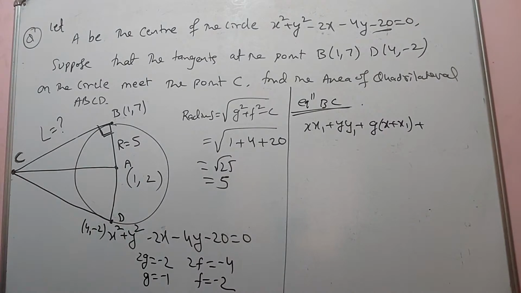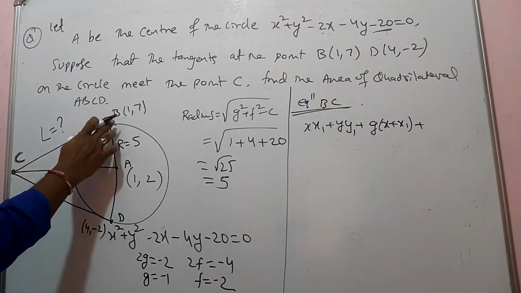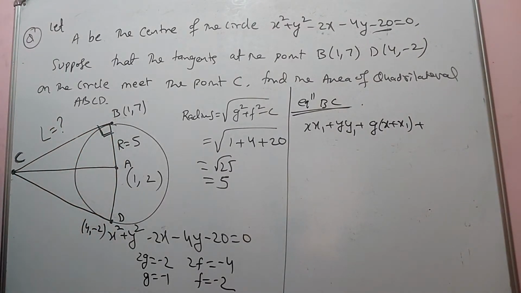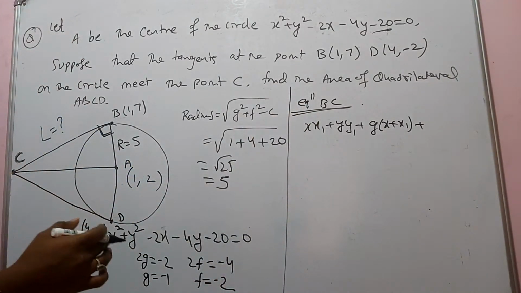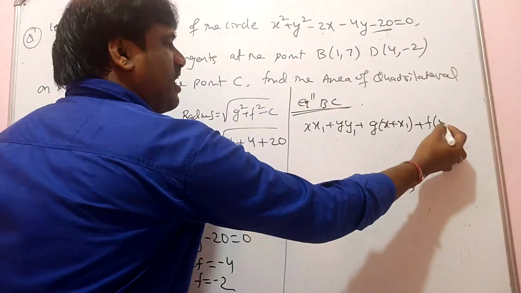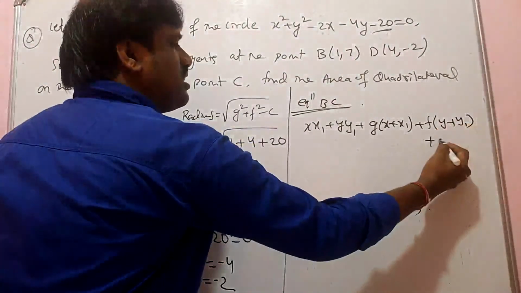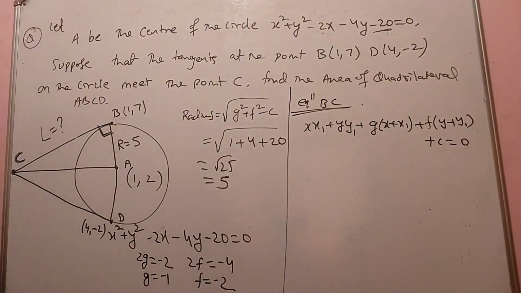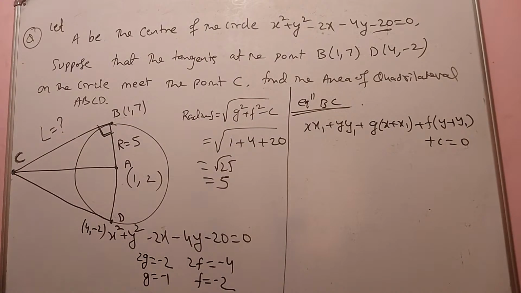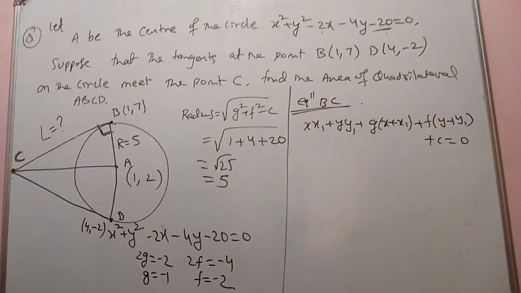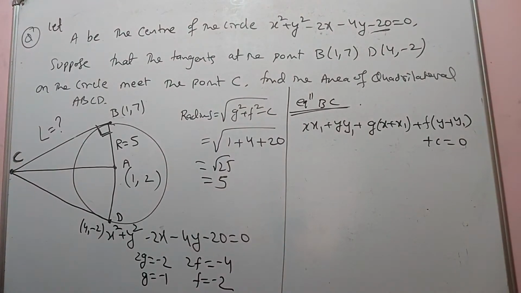Okay, is it understood? Understood, everyone? You have to find the equation of this tangent first of all. So what is the equation of the tangent? x x1 plus y y1 plus g into x plus x1 plus f into y plus y1 plus c is equal to 0. This is the equation of the tangent. Correct? Did you understand or not? Tell me fast, otherwise your time will be wasted. Yes, understood.